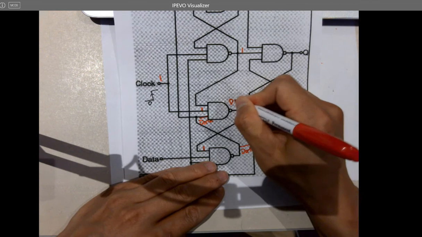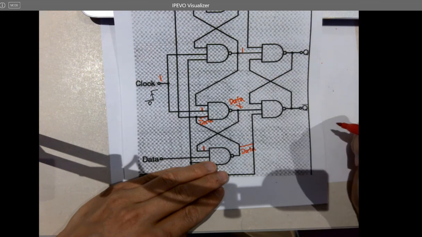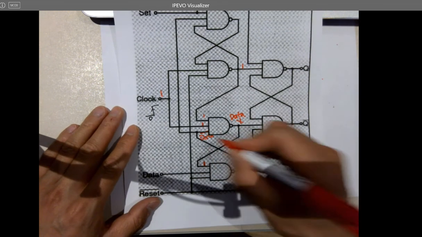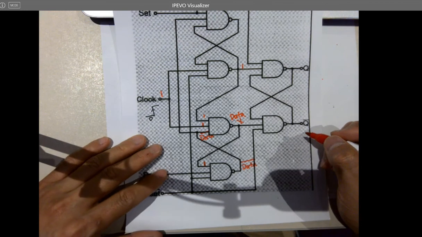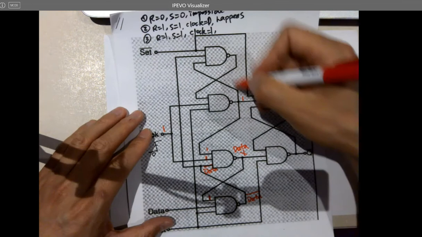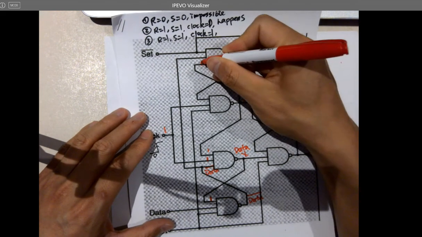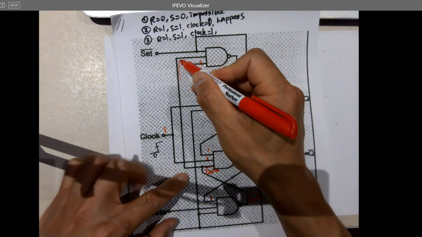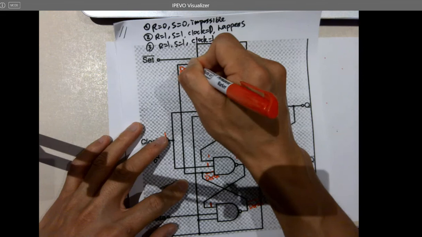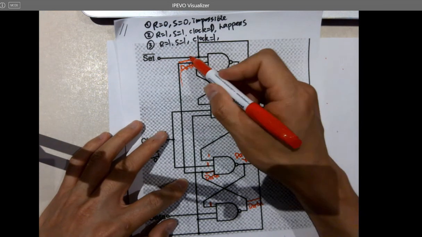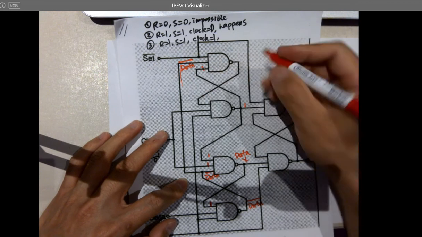So this becomes data. Is that correct? 1-1 data bar. This becomes data. And if you look at here, you got one here, that's why one here. And because this is data bar, this line going up is data bar as well. Set, ignore it. So one, none, the data bar will be data.